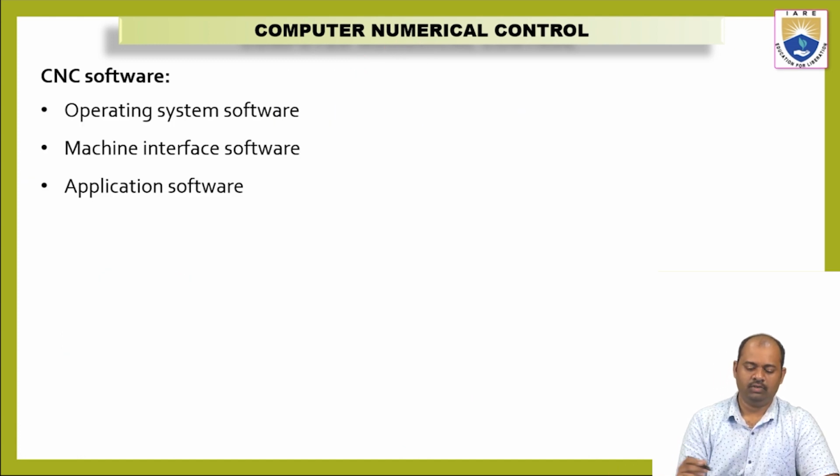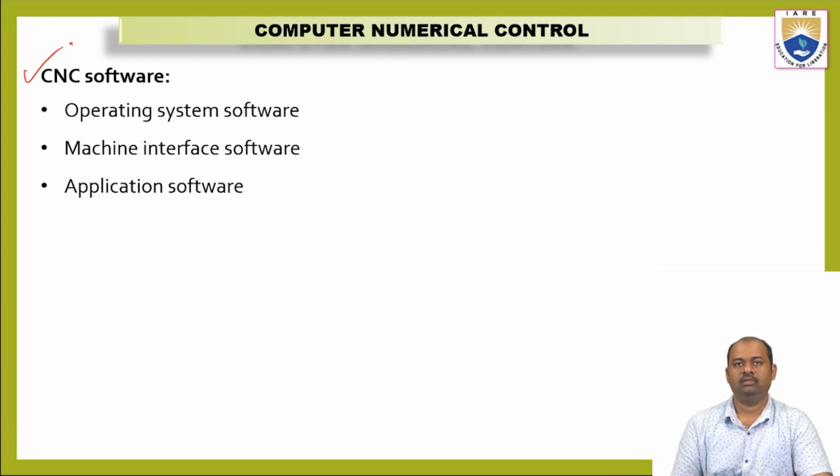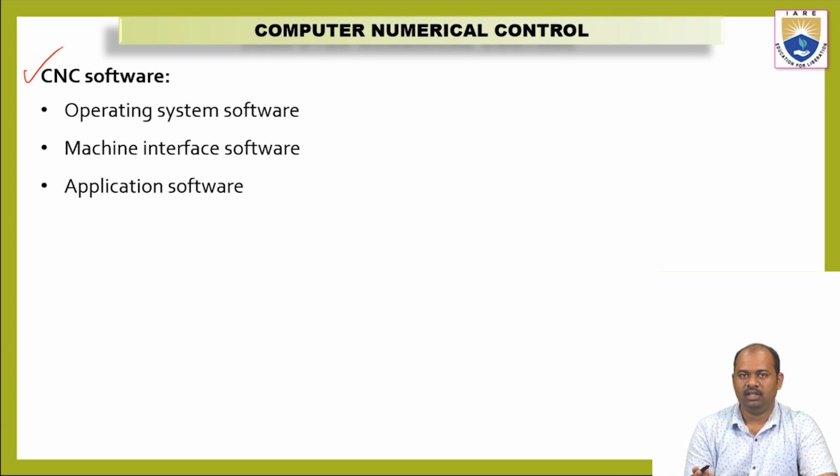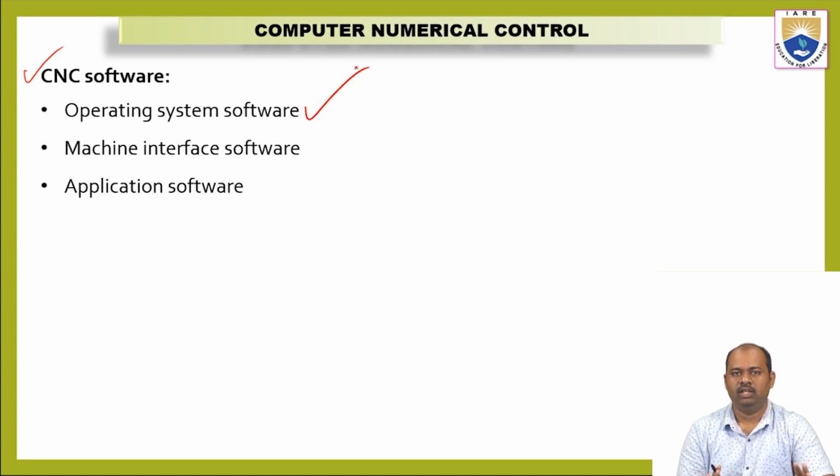Going to the next slide, what are the different softwares required for CNC? We are not going to detail how many companies are producing CNC softwares. We are seeing what are the basic components of any CNC software, the components required for a CNC machine to work properly. So the first thing is operating system software. Any computer will have an operating system like Windows, Linux or DOS. These operating systems should be there in order to make the numerical control work in the computer. So this is the basic operating system.